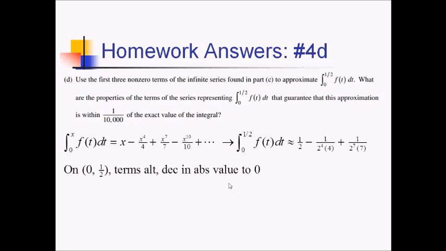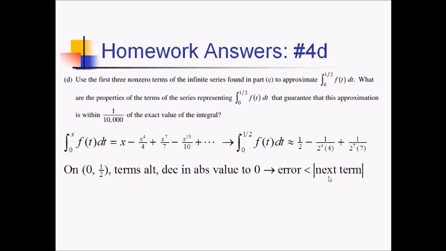Since this is the case, we can use the alternating series error bound, which basically says that our error is going to be less than the absolute value of the next term. Now, by error, we mean the distance between this approximation and the true value of the integral. That's what the error really is, that in-between range there. So we basically need to figure out the error for this integral and then show that that number, whatever it comes out to, is less than 1/10,000th.